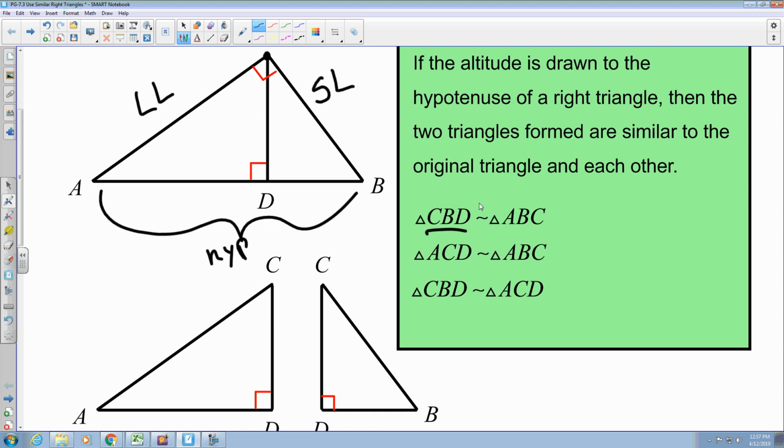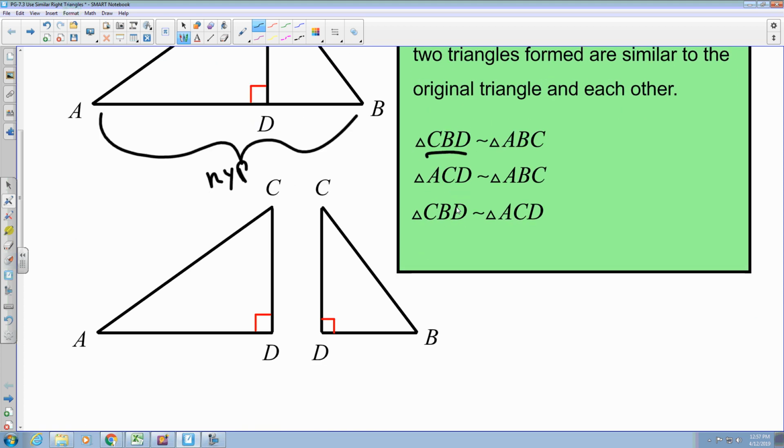Now if you look at the two smaller triangles inside the large triangle that are formed by the altitude, AC here is your hypotenuse. BC here is your hypotenuse. And AD is your long leg, and CD is your short leg. Over here, CD is your long leg, and BD is your short leg.